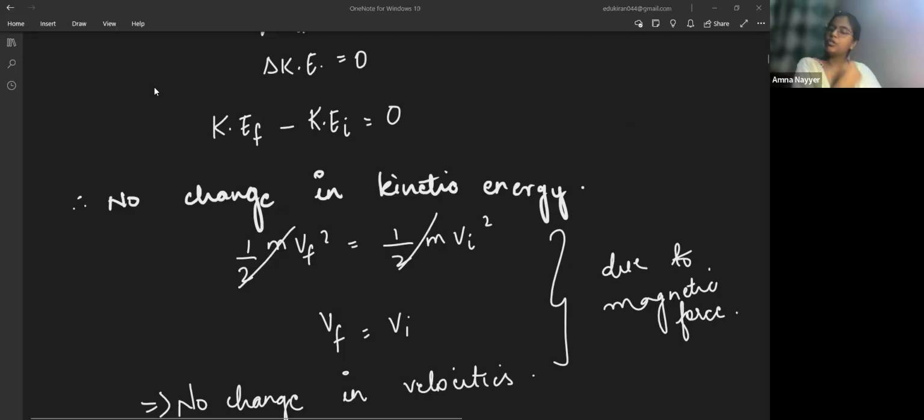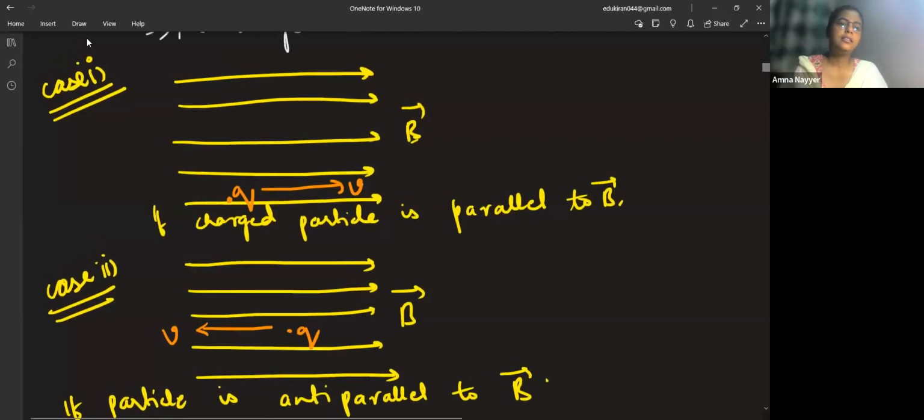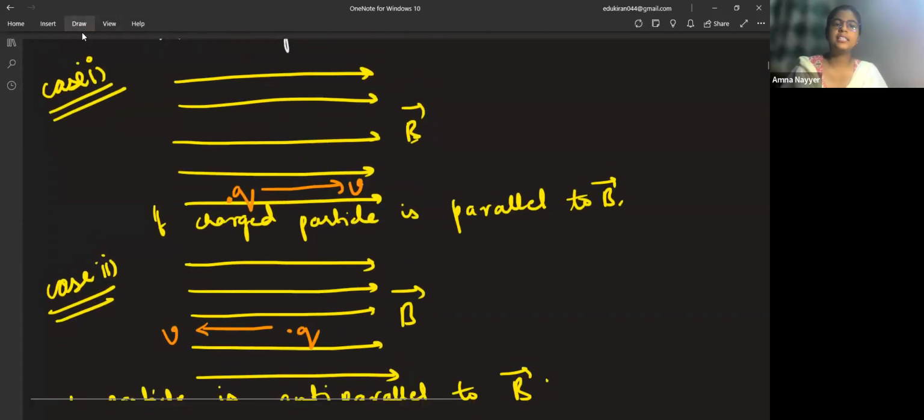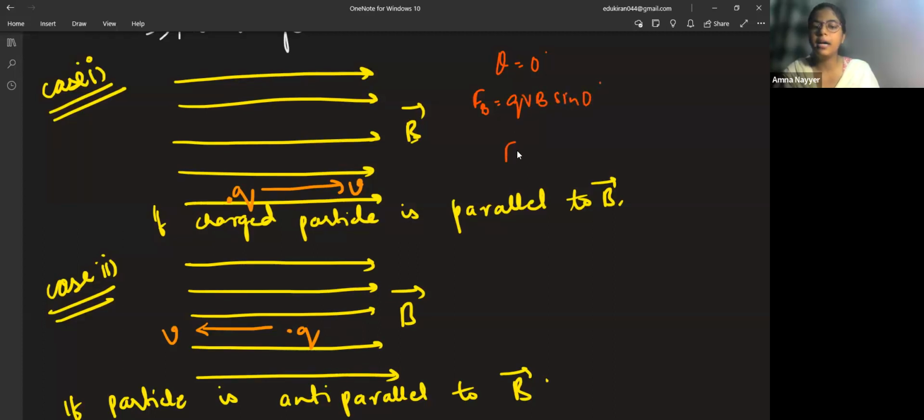See, now individual cases, there are 4 cases which you have to remember. The first 2 cases are very easy. Cases as in velocity, magnetic field, what are the directions, how the charge is placed. The first case is very easy. If the charged particle is parallel to the magnetic field, theta will become 0 degrees. So in the formula, QVB sine 0 degrees, the magnetic force will become 0. This is one case. Rest, any angle can be given to you.